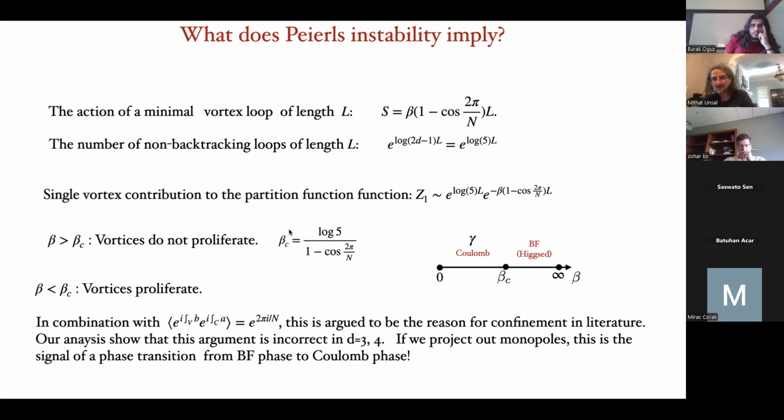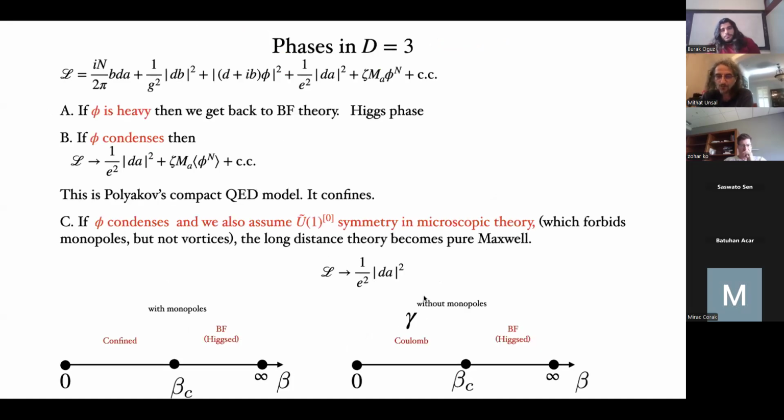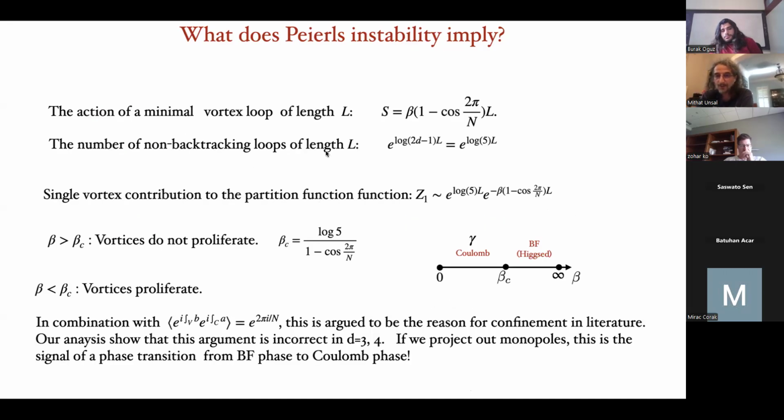But at beta critical, which goes like this, something interesting happens. The entropy factor wins. That means that when this beta, the inverse of the coupling, is sufficiently small, the entropy factor will win, and there will be a phase transition. In the past, people interpreted this as a phase transition from the Higgs phase to the confined phase. But in this thought experiment here, I can get rid of the monopoles throughout the story, and the phase transition is still there. And the phase transition here is really from the Higgs phase to a Coulomb phase.